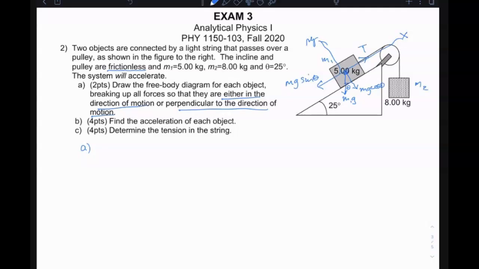So if we were to draw a free body diagram for mass 1, you could draw it like this. The tension force in the direction of the motion, mg sine theta acting opposite to that direction, the normal force in the plus y direction, and mg cosine theta acting opposite to it. That takes care of mass 1.